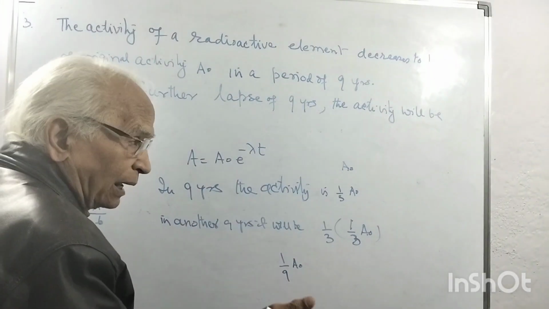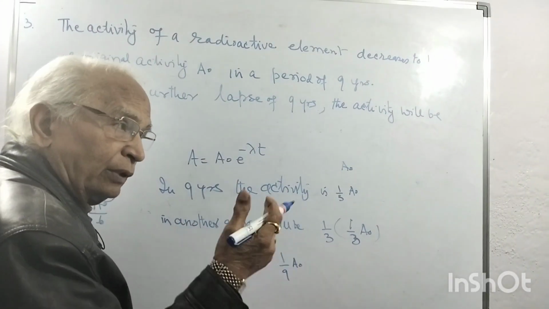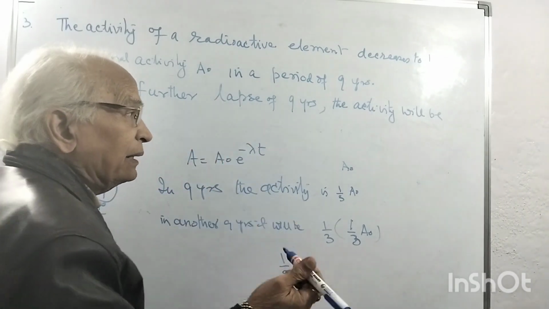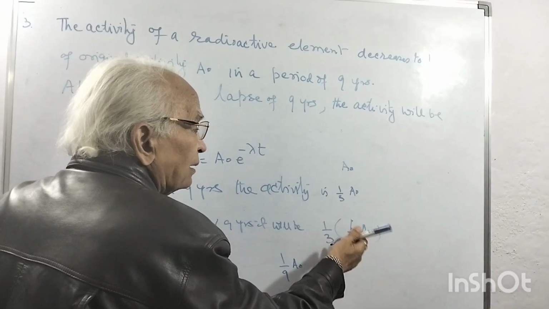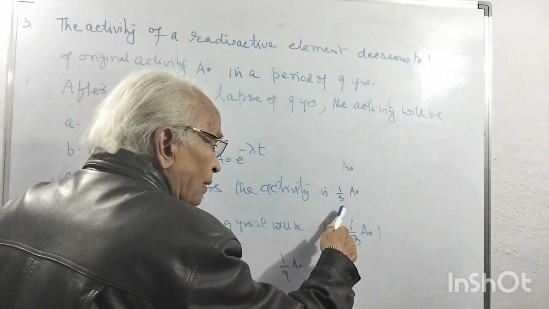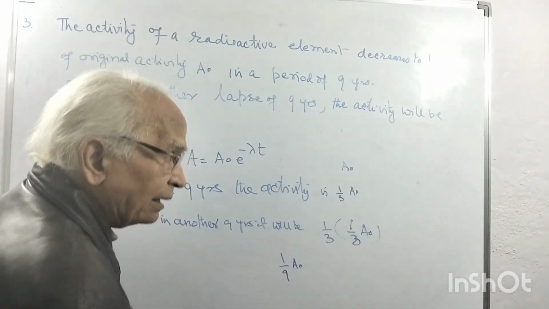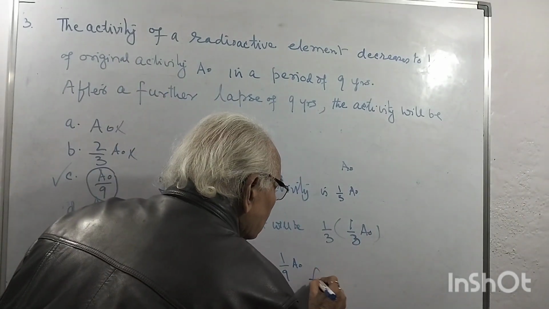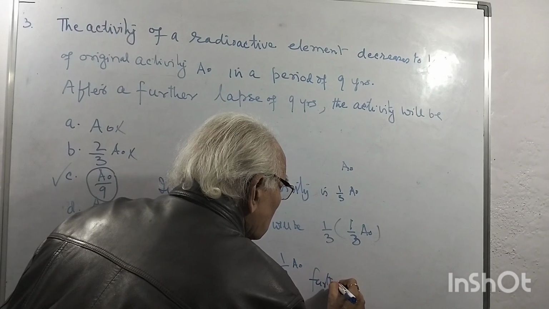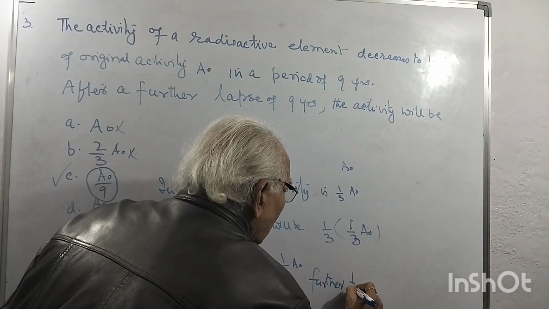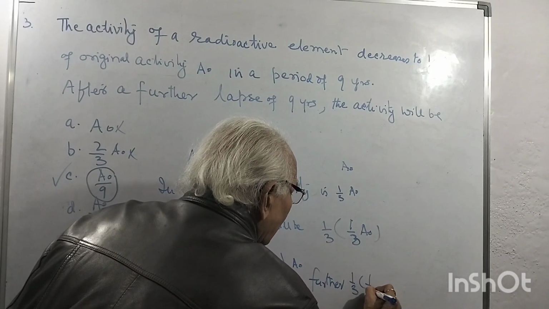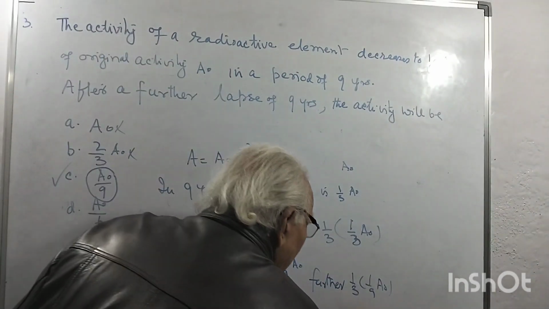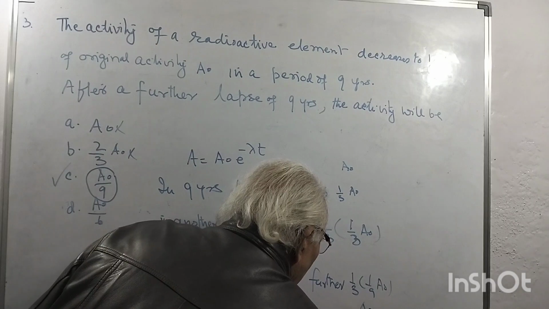So further same time. If you change the time to 4 years, 5 years, 6 years, you cannot guess. But the time remains the same. So further 9 years, it will be 1/3 of this. Now you can say further 9 years, it will be 1/3 of 1 by 9 A naught. So in another 9 years, it becomes A naught by 27.